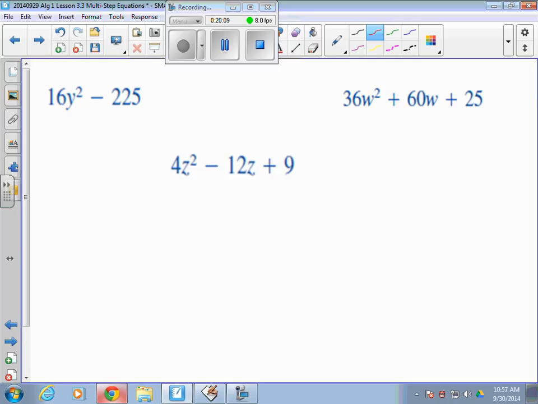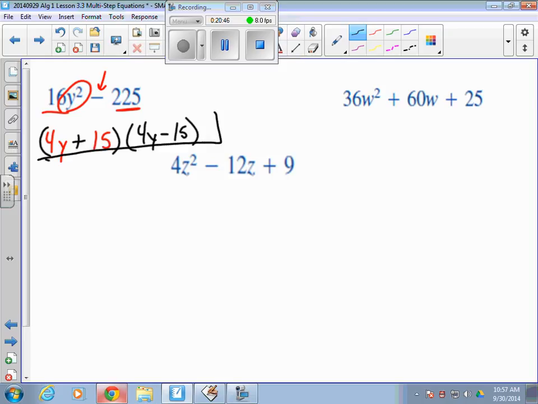Okay, let's look at this so you don't get too stuck on it. This first one is the difference of two perfect squares. Is 16 a perfect square? Yes. 4 times 4 gives you 16. Is y squared a perfect square? Yes. Y times y gives you y squared. And is 225 a perfect square? Yes. 15 times 15 is 225. So it's the difference of two perfect squares. That means minus. So you simply write it as 4y plus 15 times 4y minus 15. That's the difference of two perfect squares factored out. And that's all you do with it.